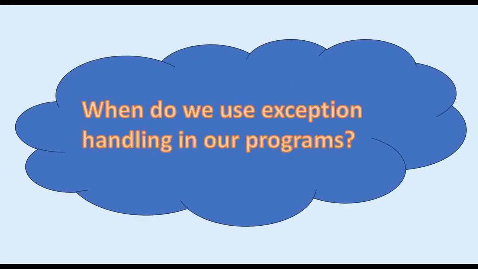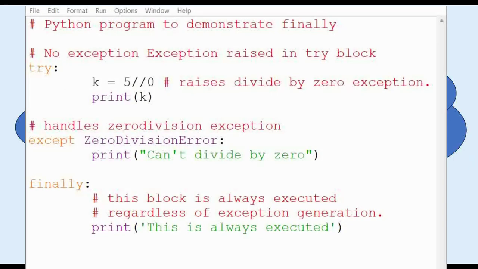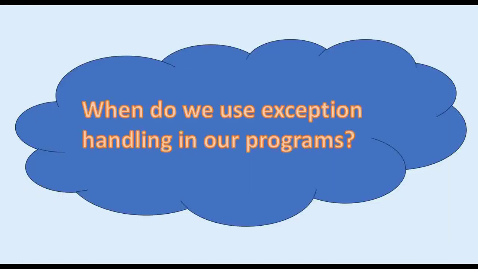So when do we need exception handling? When you think your program is going to trigger a red flag, you need to use exception handling. That particular piece of code has to be handled really well. That is how you will know that you need exception handling.